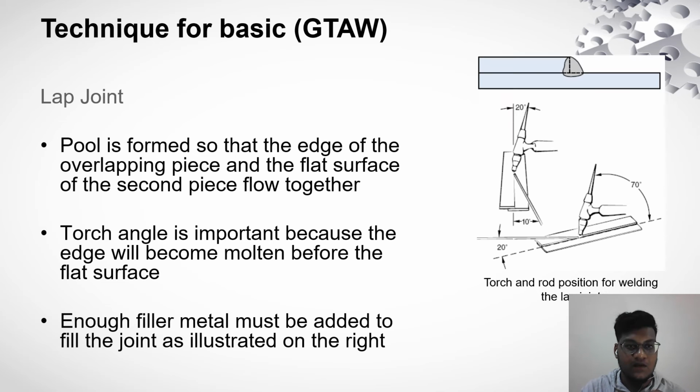Lap joint. Puddle is formed so that the edge of the overlapping piece and the flat surface of the second piece flow together. Torch angle is important because the edge will become molten before the flat surface. Enough filler metal must be added to fill the joint as illustrated on the right.